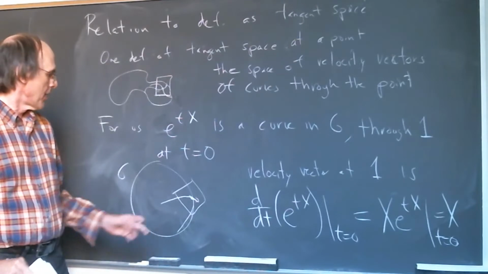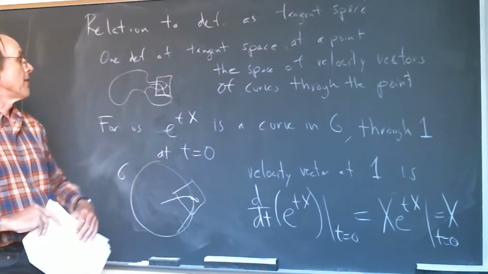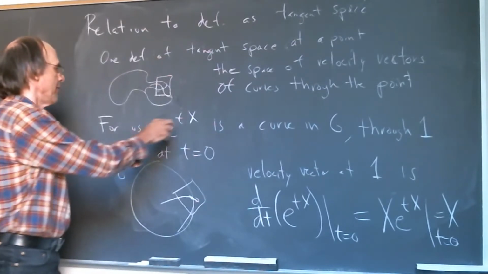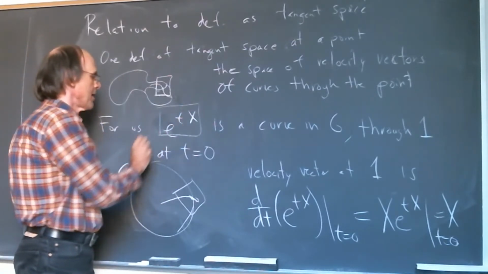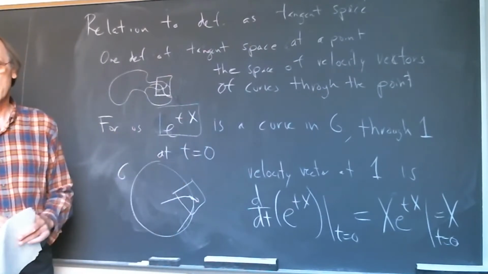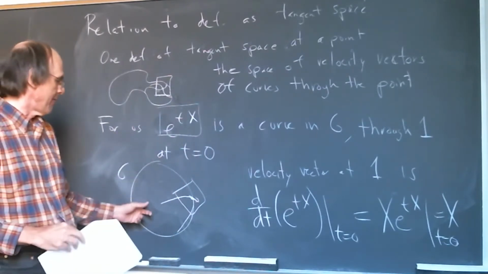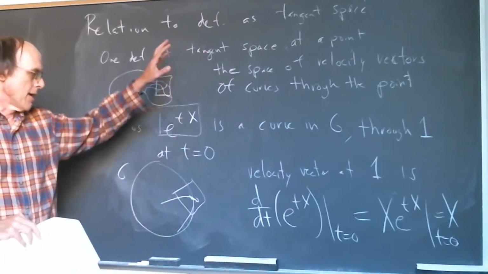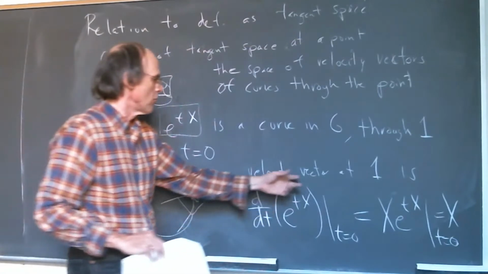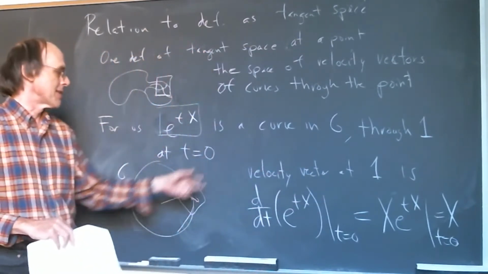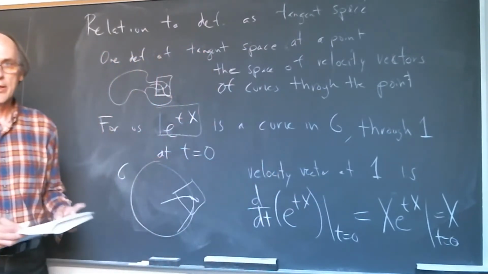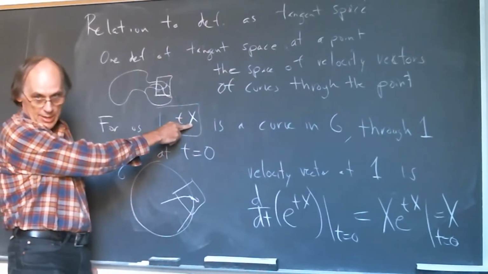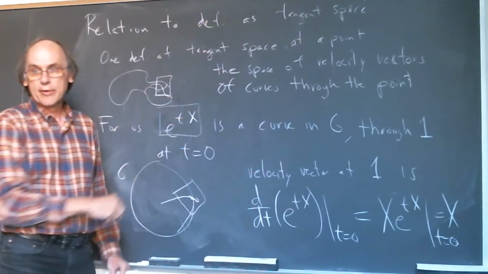Okay, so you can think of the relationship between this definition, the definition of X's as the things where you can exponentiate like this and get group elements, and the definition of the tangent space of the group at the identity. It works out very nicely if you define your tangent space as a space of velocity vectors of curves. Well, this guy is the velocity vector at t equals 0 of this curve.